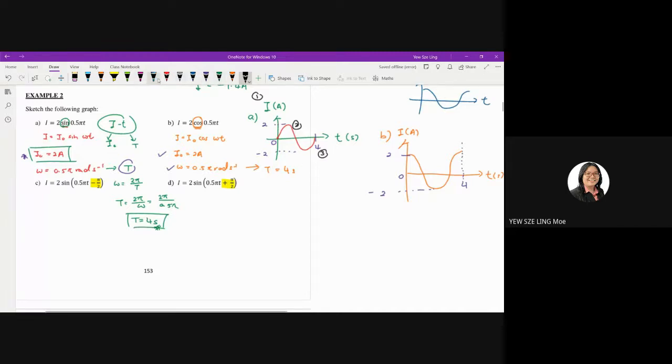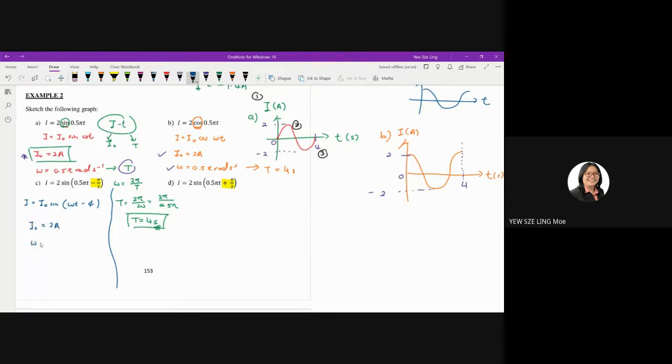Let's look at question C. How are we going to solve questions with an initial phase angle? Well, as usual, we are going to compare with the general equation first. So I equals I naught sine omega t minus pi over 2. So I have I naught equals 2 ampere.